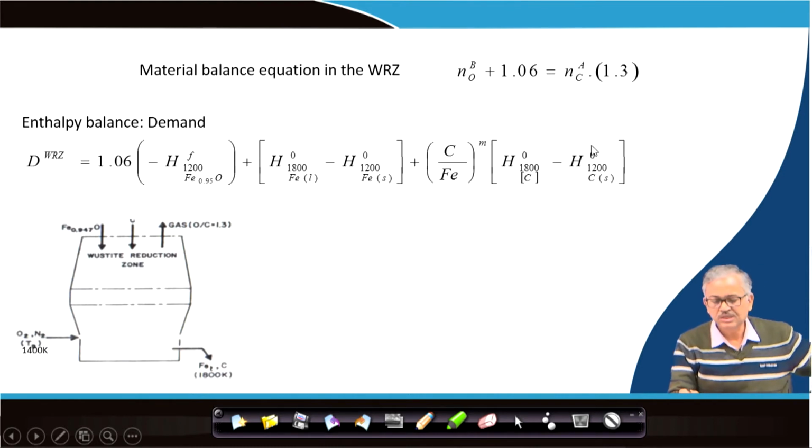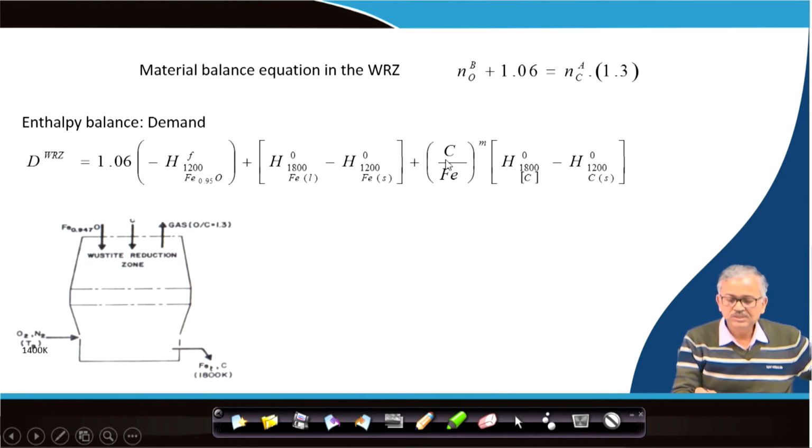So, that we have considered here, and how much carbon is going, C by Fe, that gives you the percentage of carbon that is going into the hot metal, C by Fe, that is the carbon per gram atom of iron, into the standard enthalpy of dissolved carbon at 1800 minus standard enthalpy of solid carbon at 1200, that is entering, right.